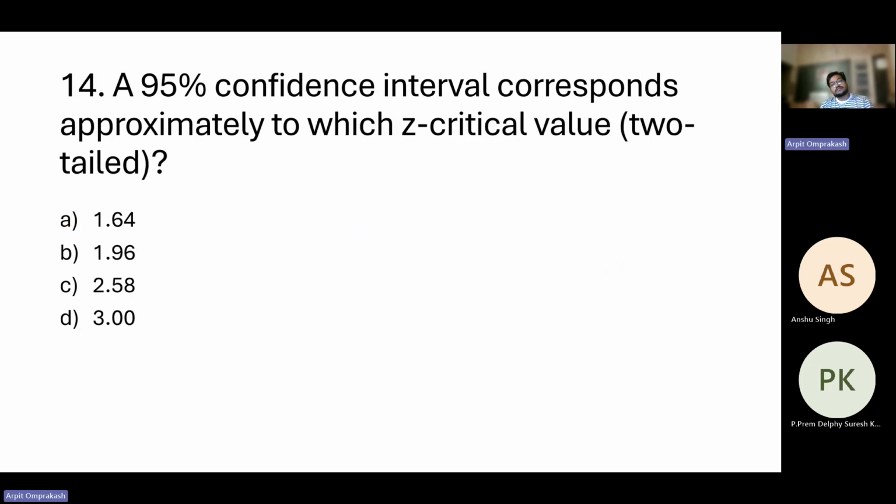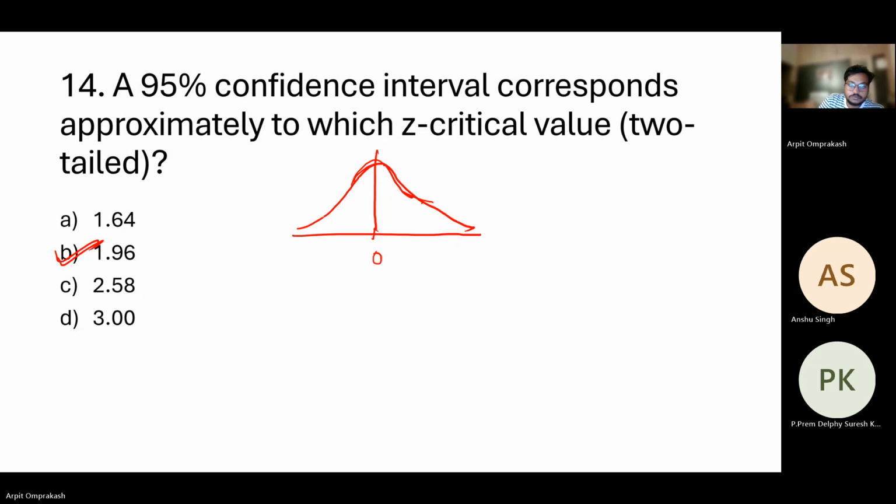A 95% confidence interval corresponds approximately to which critical z-value for a two-tailed test? The answer here is straightforward: it's 1.96. I'll again reiterate how to get this from a table, so that if you get other numbers here, for example a 90% or 85% confidence interval, you know how to get a z value from it. So here, we'll assume that it's a normal distribution. Sorry for the bad drawing.